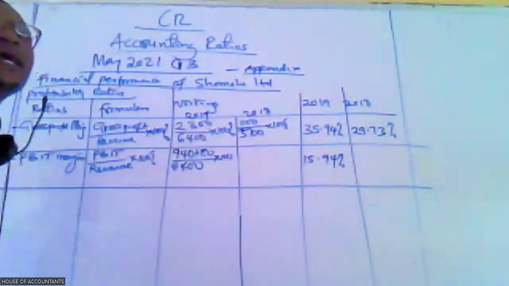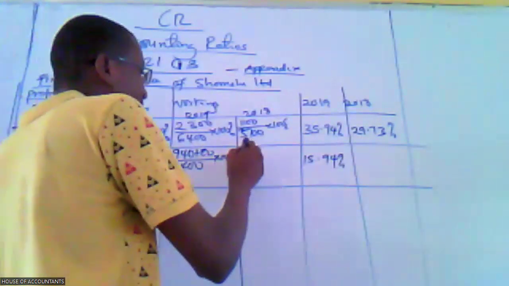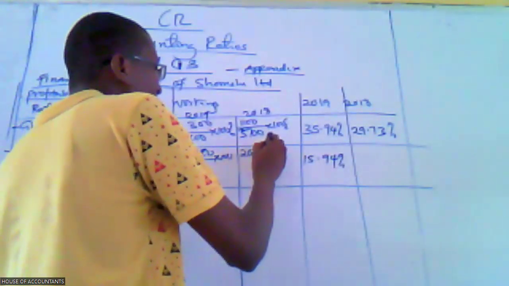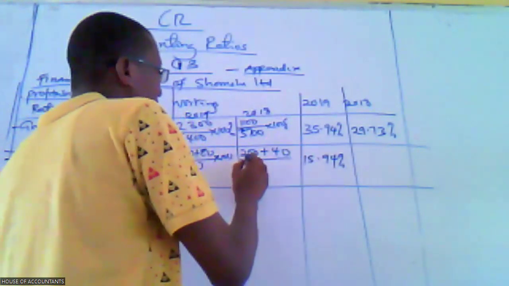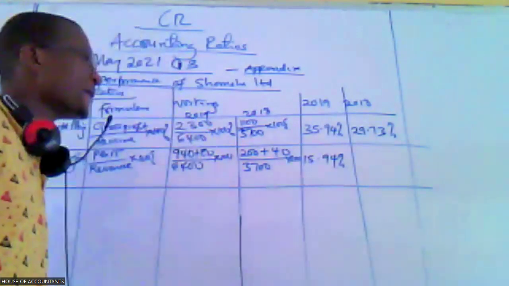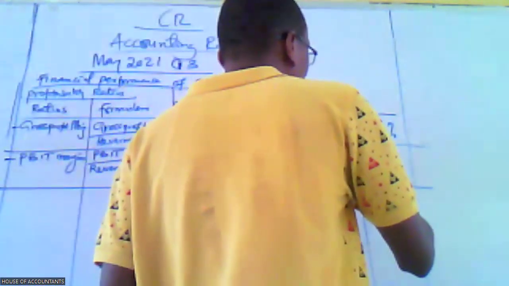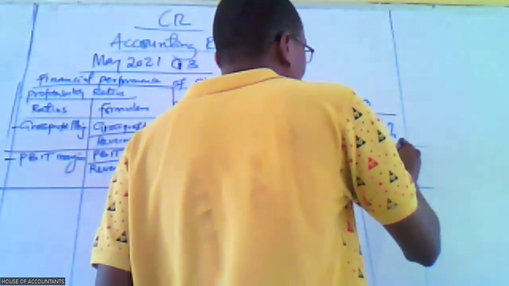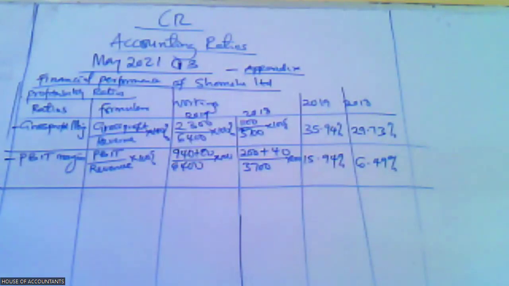For 2018, come, see after: 200 plus 40 over 3,700, multiplied by 100%. What do we get? 6.49. 6.49%. Are we good to go? The next one we can calculate is what?